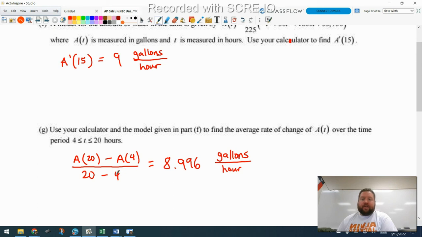So we showed the computations that lead to our answer. We have the correct answer with our units. So we're going to get full credit on that problem.